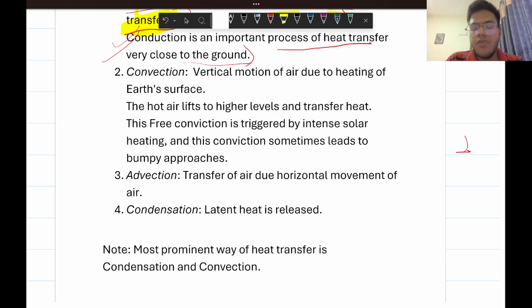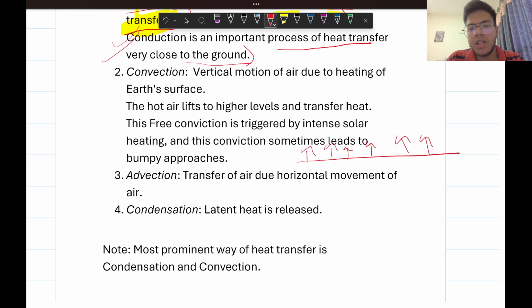Now guys, when will these move and how will they be triggered? Basically, as the temperature of the surface of Earth keeps increasing, convections are more triggered because they need to lose more heat, they need to transfer more amount of heat.